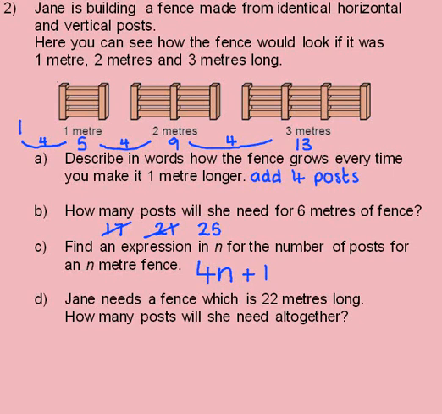To work out how many posts she needs for a 22 metre long fence, I'm going to substitute 22 into this nth term. So n is now 22. So I've got 4 times 22 plus 1. That's 88 plus 1, so that's 89. So she will need 89 posts altogether.